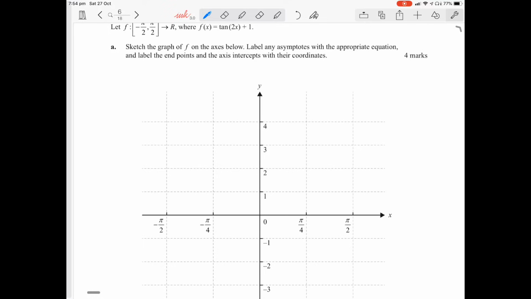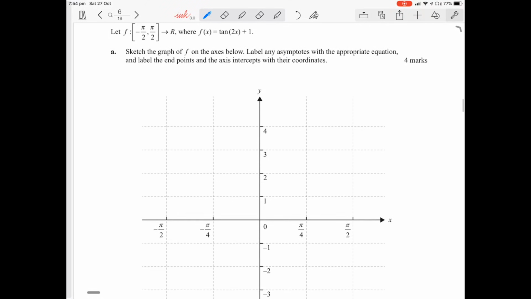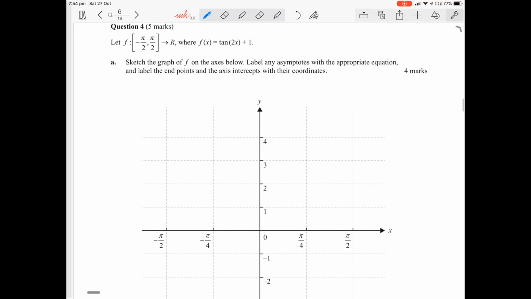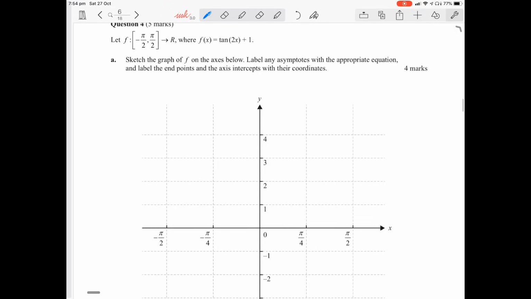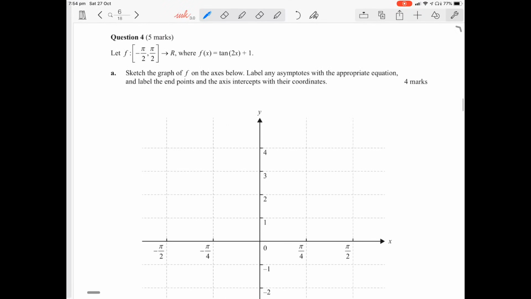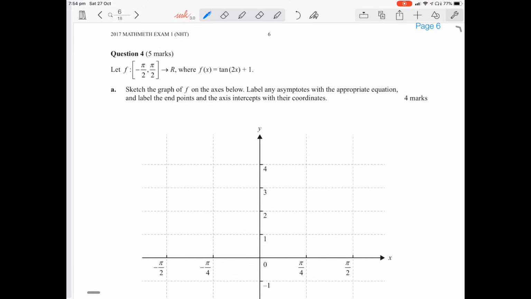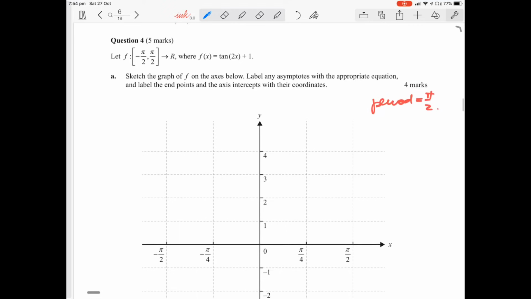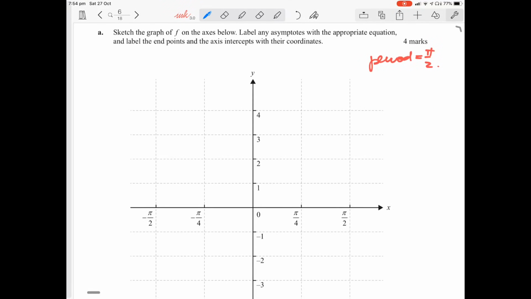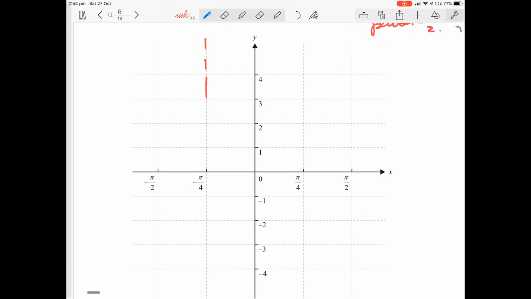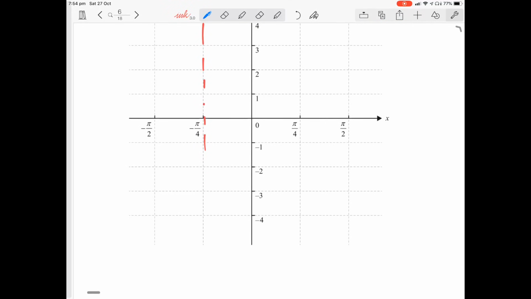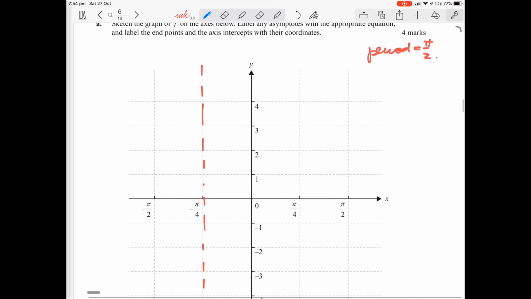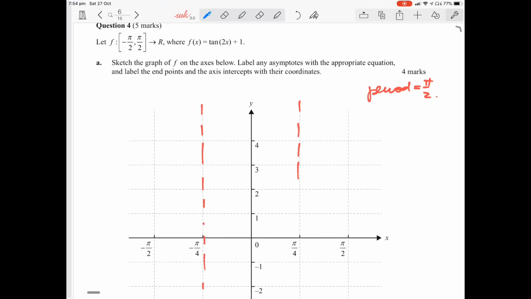Okay, tan 2x between negative pi on 2 and pi on 2. Okay, my period's pi on 2. So that means my asymptotes are at pi on 4. Don't forget to label them. They are equations.